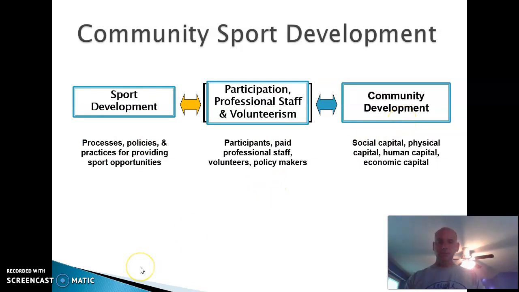I'm going to go ahead and stop there and finish up these last 2 slides in another video. So we'll come back and talk a little bit about community sport development and finish up this foundation area.